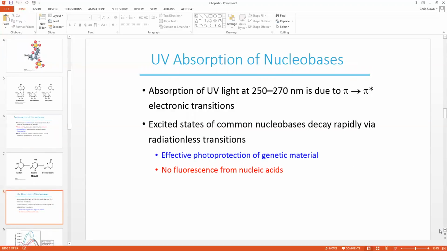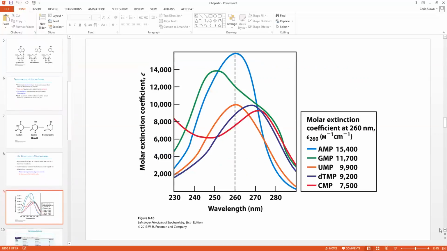Absorption of UV light at 250 to 270 nanometers is due to the pi to pi star electronic transitions. And these excited states of nucleobases tend to decay very rapidly without radiation. So you can actually see this photoprotection of genetic material. Like our genes are relatively stable to light. And you don't really see fluorescence from nucleic acids. This gives you an example of the wavelength of light and the molar extinction coefficient for nucleotides.